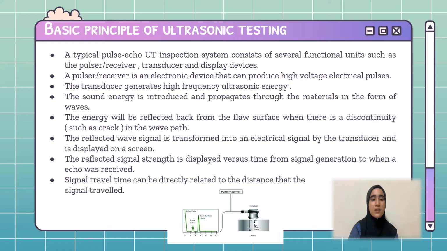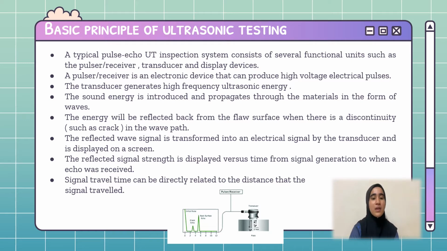Third, the transducer generates high frequency ultrasonic energy. Fourth, the sound energy is introduced and propagates through the materials in the form of waves. Fifth, the energy will be reflected back from the flaw surface when there is a discontinuity such as crack in the wave path.